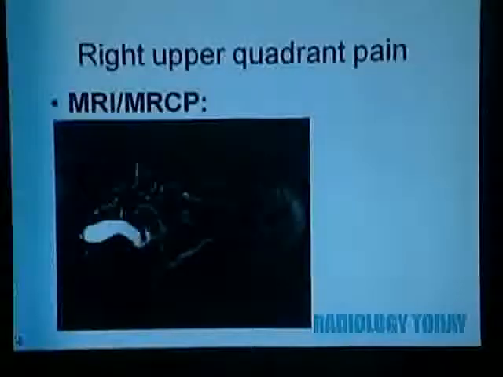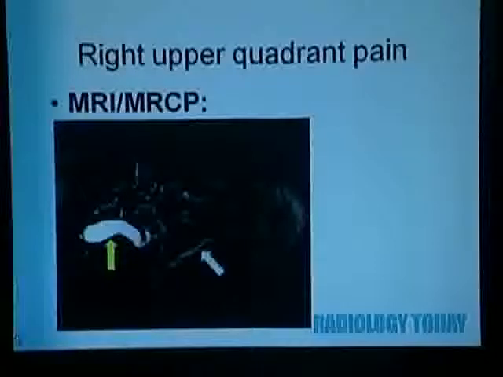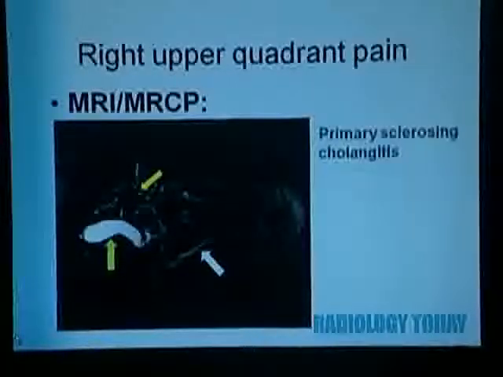Here is a patient with right upper quadrant pain, had an MRCP performed. There's a normal gallbladder as well as a normal pancreatic duct, but there's this irregular beading of the intrahepatic bile ducts with areas of narrowing as well as dilation. And this is a person with primary sclerosing cholangitis.